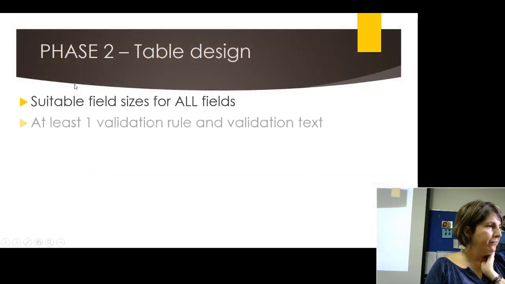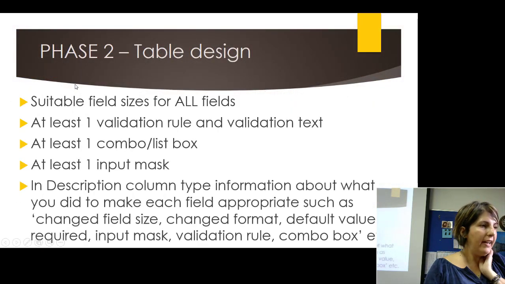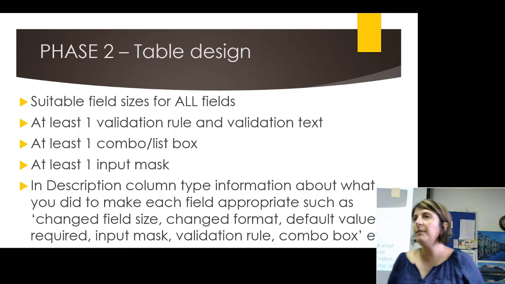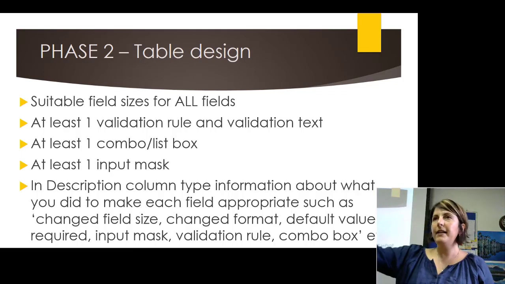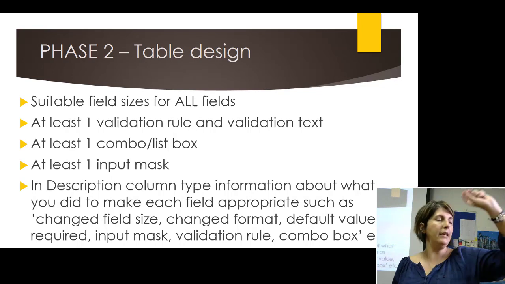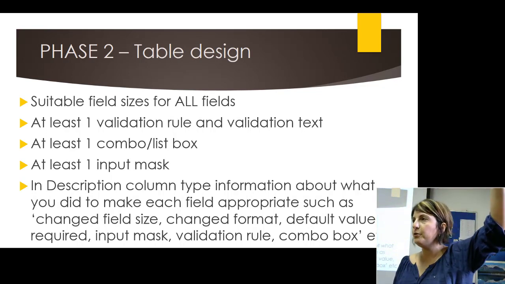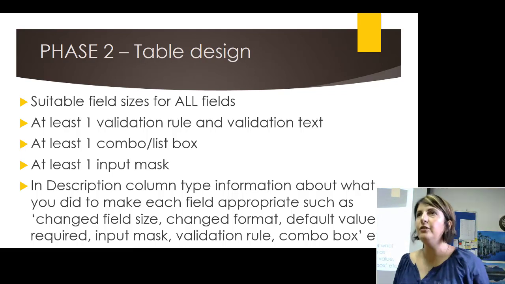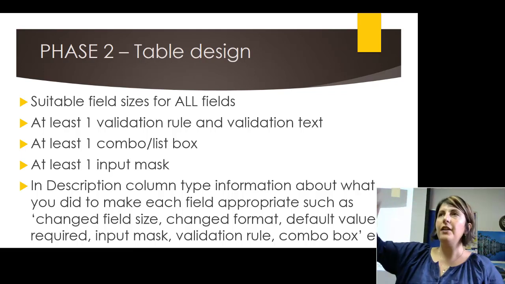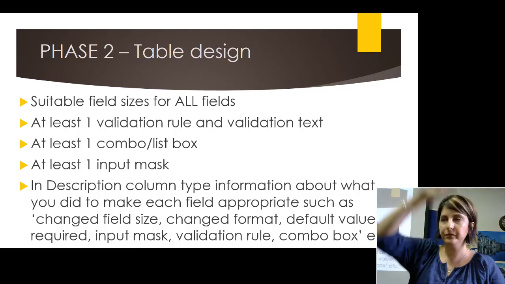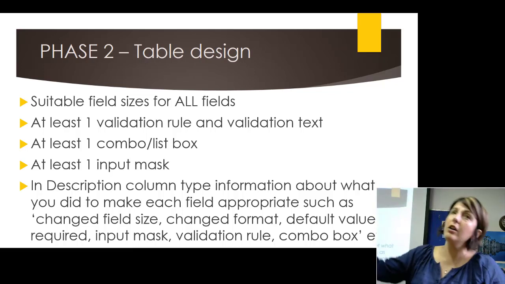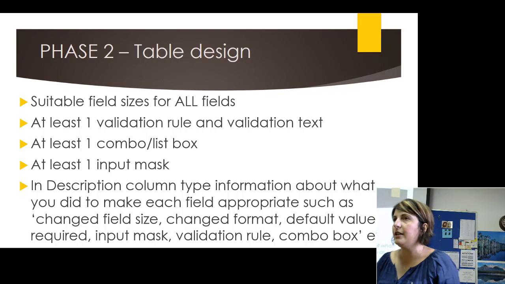That's fine. Right, so we've got one validation rule and validation text, one combo box and one input mask, at least, right? And then I always ask them, but I still haven't found it yet. If you put the input mask on this field, in the description just put input mask there so that I know which one to go to. But you know by now that you just scroll down and see which one has got the input mask, which one's got the validation rule, etc.